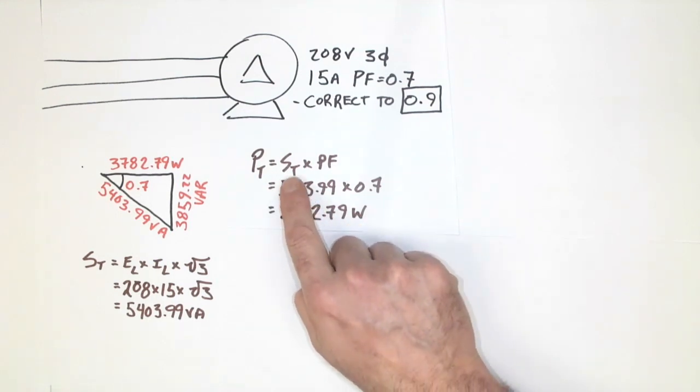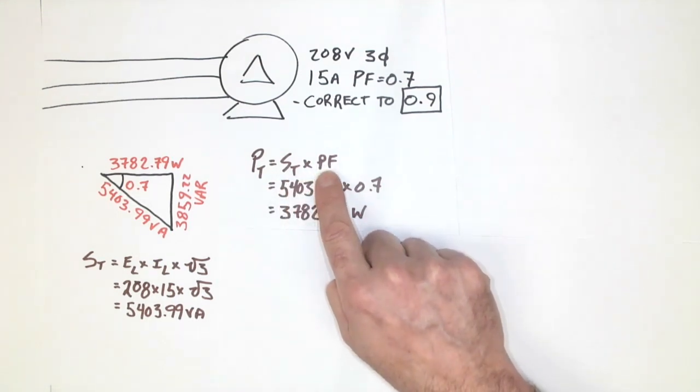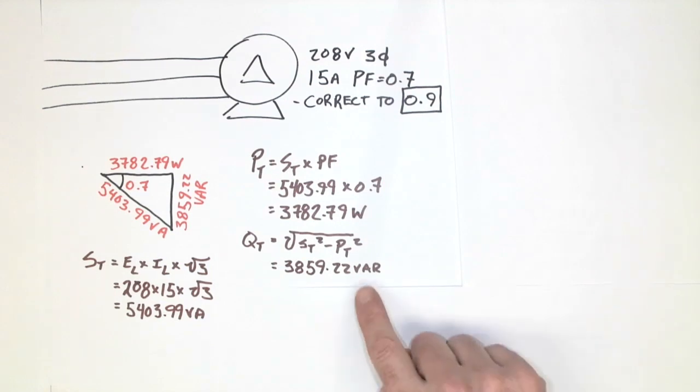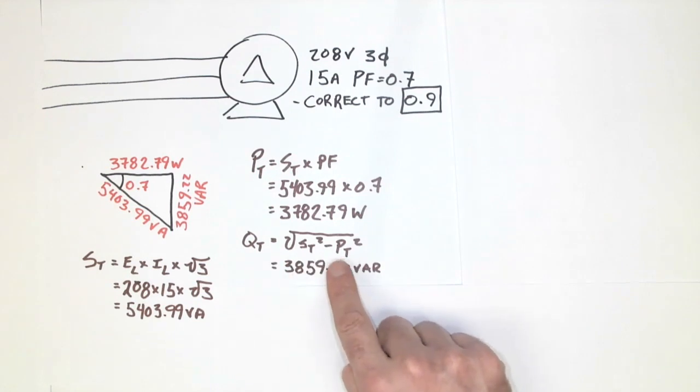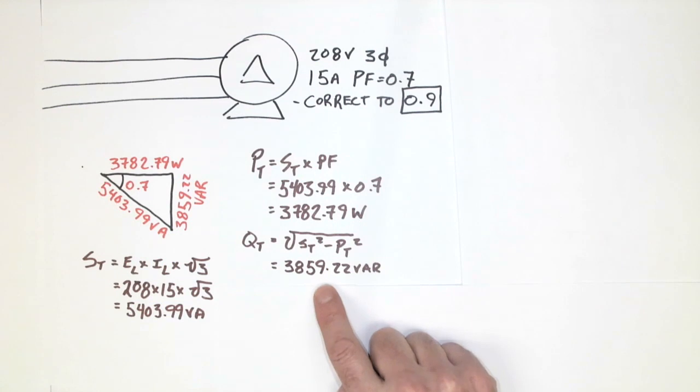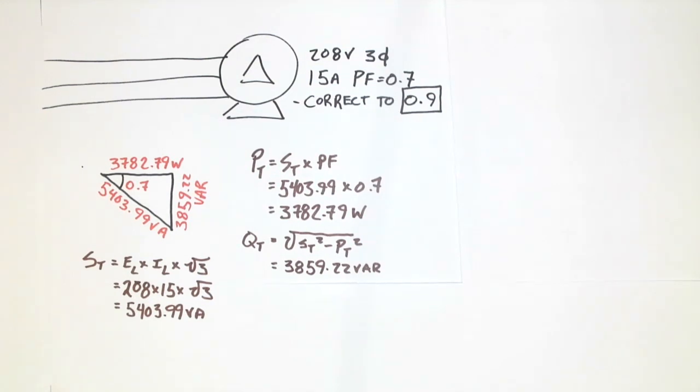So I've taken my S total, I multiply it by my power factor, which is 0.7, and I get 3782.79 watts. At this point, I choose typically to use Pythagoras in order to determine what the total amount of VARs is for this particular motor. And so I use Pythagoras, S total squared minus P total squared, whole square root thing, 3859 VARs. So this is the entire motor before power factor correction has taken place.